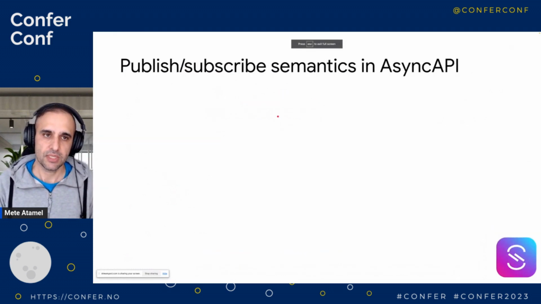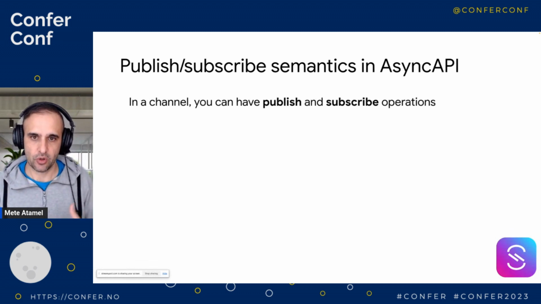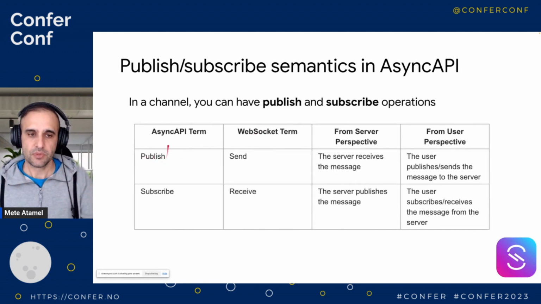And I already mentioned this, but in async API, there are publish and subscribe operations that you can have under channel. These can be confusing depending on where you're looking from. If you look at the publish term in async API, from the server's perspective, this means the server receives the message. But from the user's perspective, it means the user publishes or sends the message to the server, right?